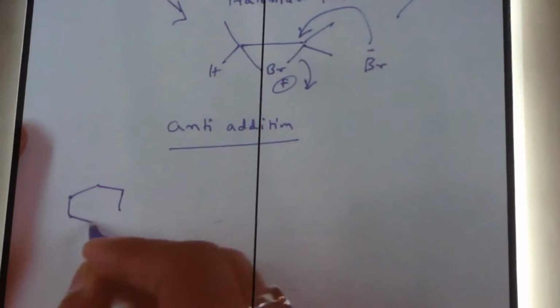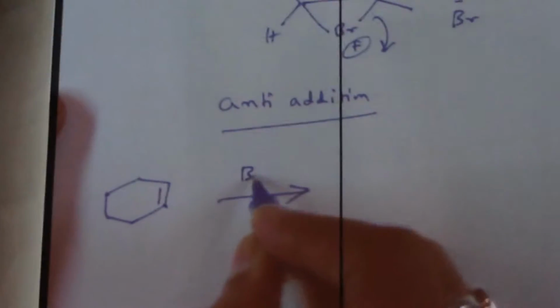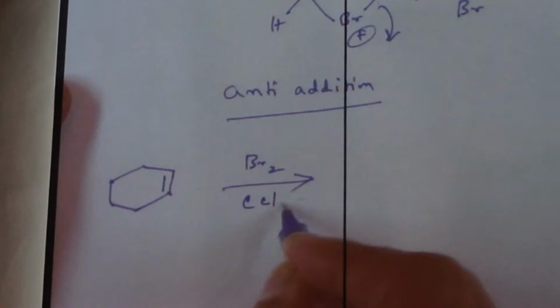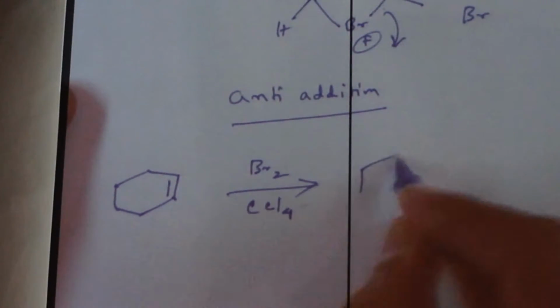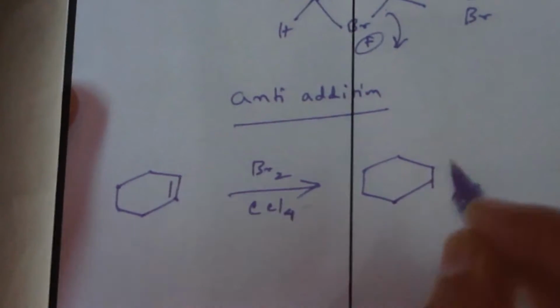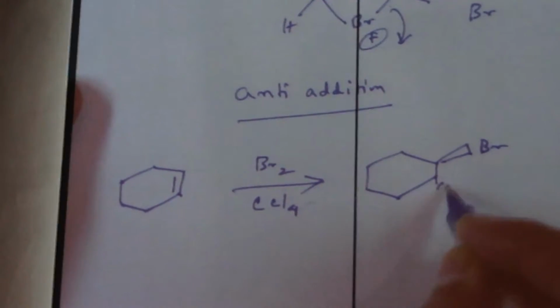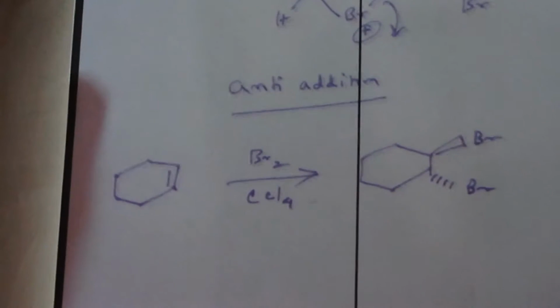For example, in this case, if you treat it with Br2 or Cl2, you are going to get a specific stereoisomeric product, which is like this.